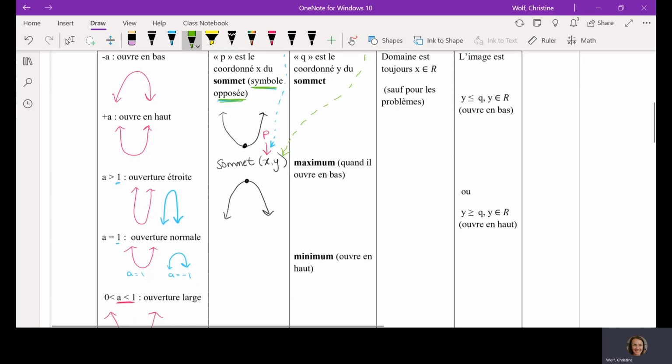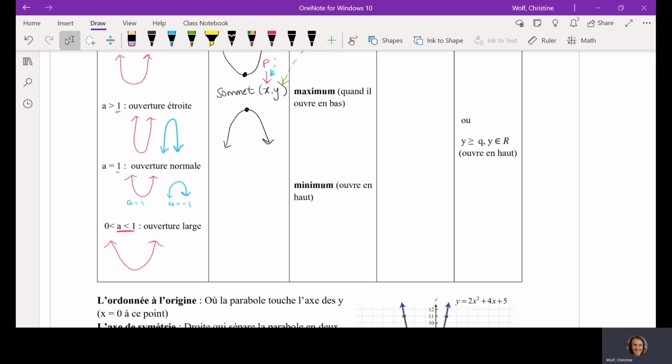Now, continuez avec Q. Il y a quelque chose appelé un maximum et un minimum. So, quand j'ai une parabole qui ouvre en bas, OK, so ça regarde comme ça, le point ici, le sommet, that's where the sommet would be, that would be called un sommet maximum because it's at the top, it's like the max, it's the height, the highest point of the parabole, right? Minimum, quand ça ouvre en haut, le sommet sera ici, and that's when we call it a sommet minimum because it's at the very bottom, it's the lowest point of the graph, so minimum, okay?